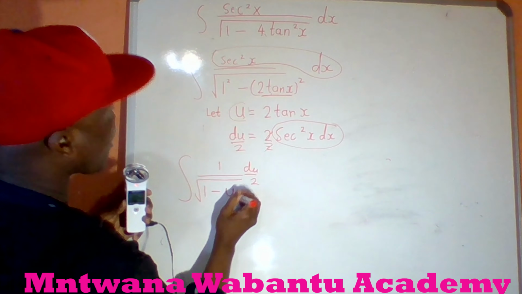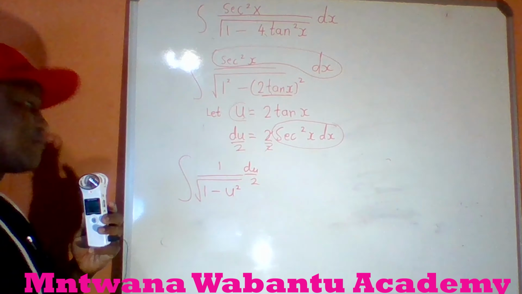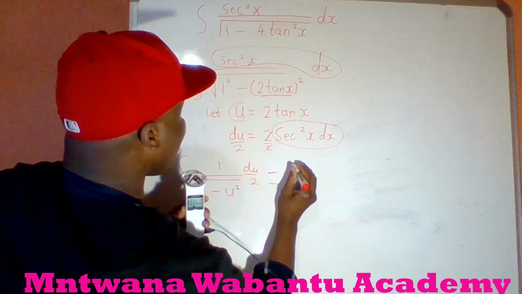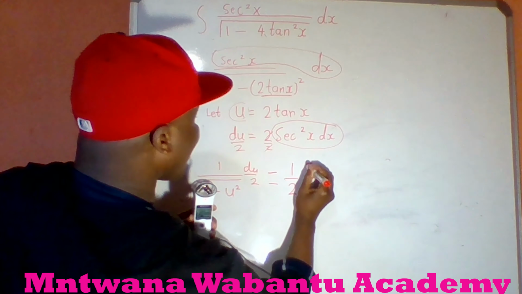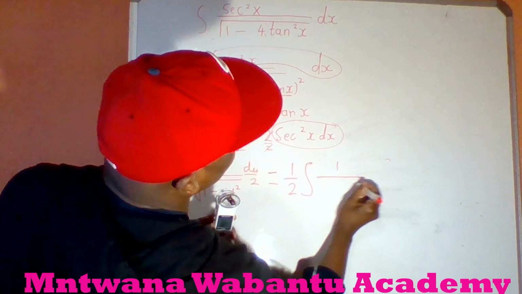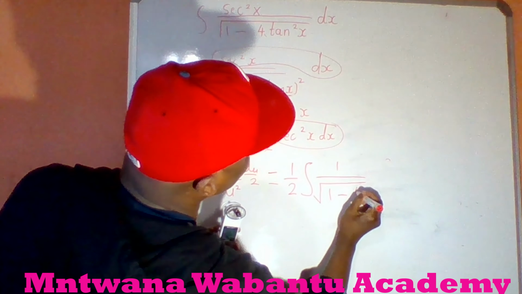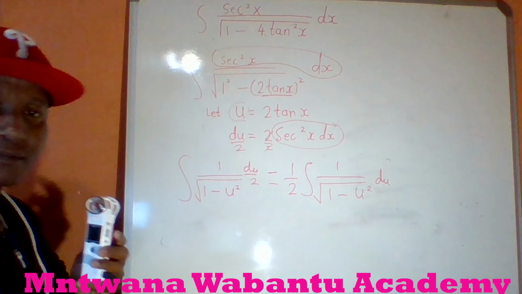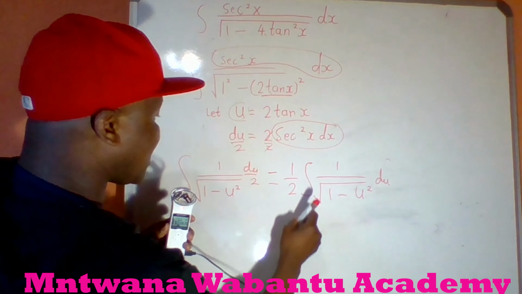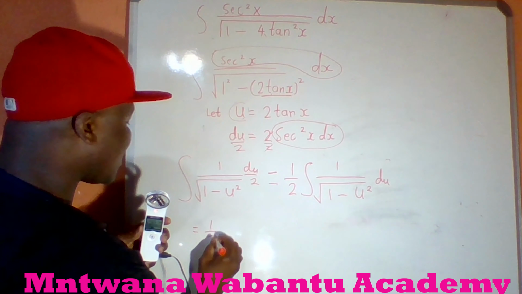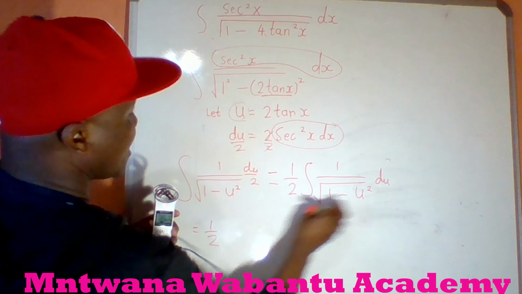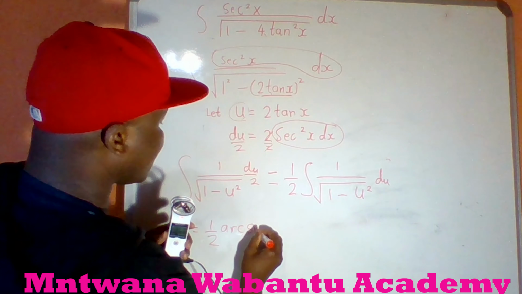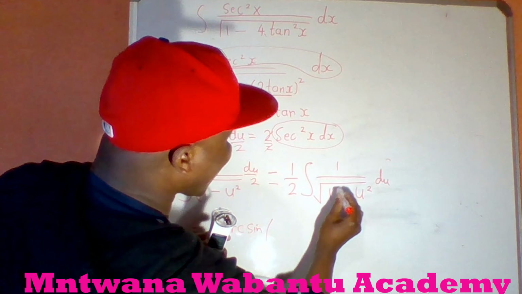But what happened? There's a square here. Another thing, this 2 is just a constant, so 2 can go out. So this is 1 over 2, and then we have an integral of 1 over the square root of 1 minus u squared du. And this is arc sine, that's arc sine right there. So now we have 1 over 2, and then this is arc sine, because I'm going to say arc, what? Sine. And arc sine is in this format.